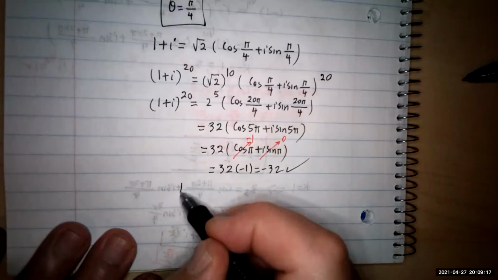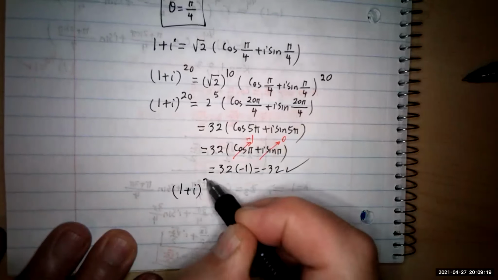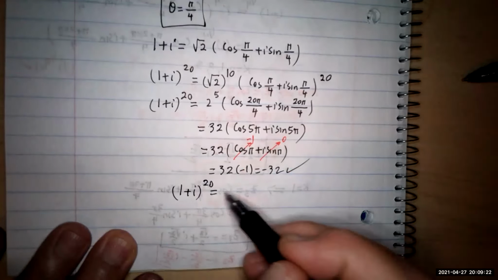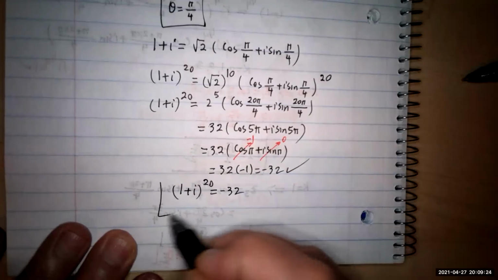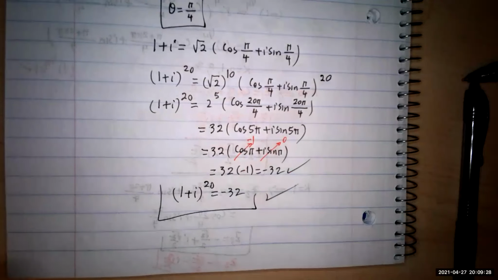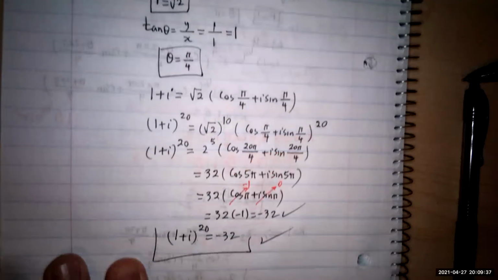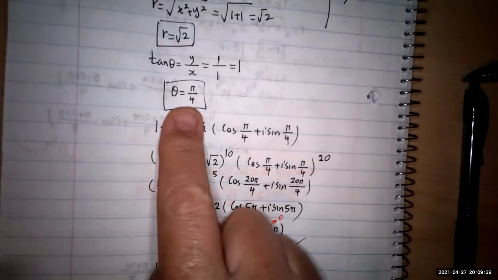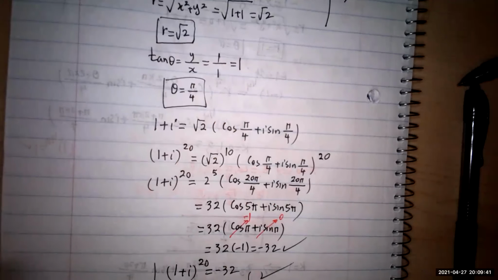Nice. You see, 1 plus i raised to the 20 is going to be equal to -32. So the powers of complex numbers are shorter to find this way, but be careful and make sure you pick the correct theta, because everything depends on this angle that we usually pick to get those numbers.